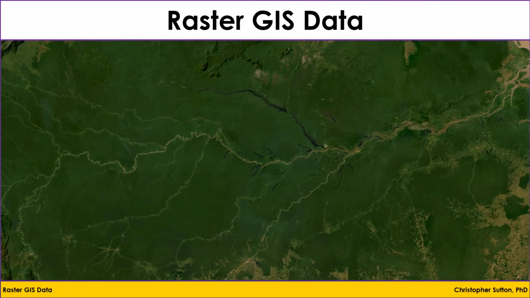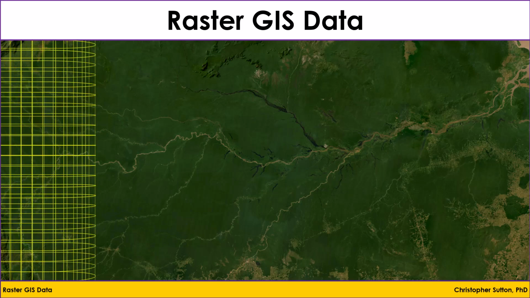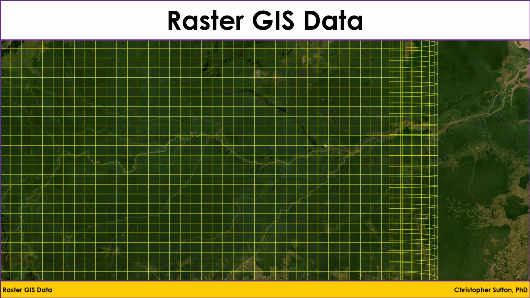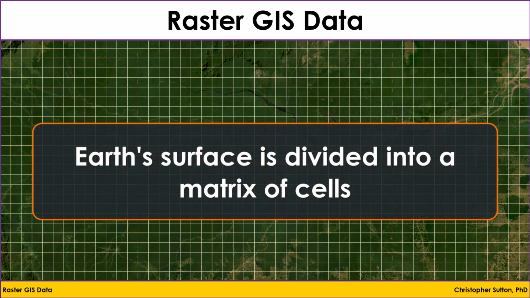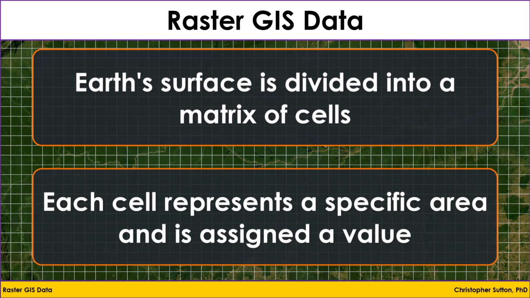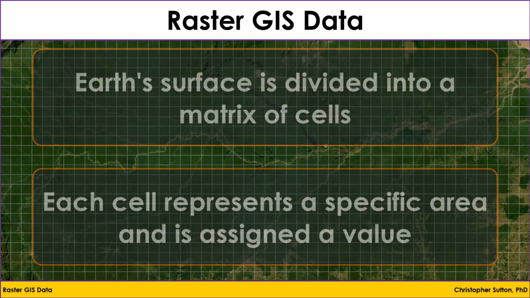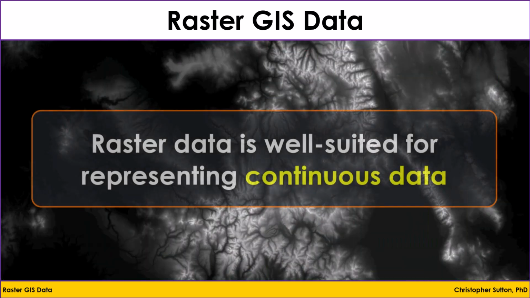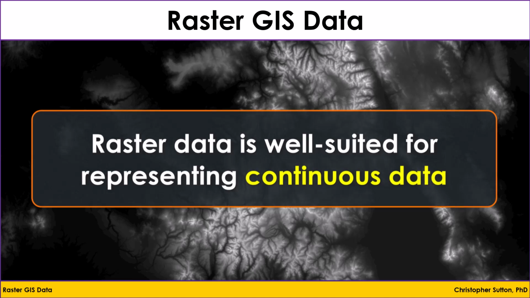In this video, we will continue our examination of GIS data by taking a closer look at raster GIS data. Raster GIS data is a grid-based representation of geographic information, where Earth's surface is divided into a matrix of cells. Each cell in a raster represents a specific geographic area and is assigned a value that corresponds to a characteristic of that area. Raster data is well suited for representing continuous data.